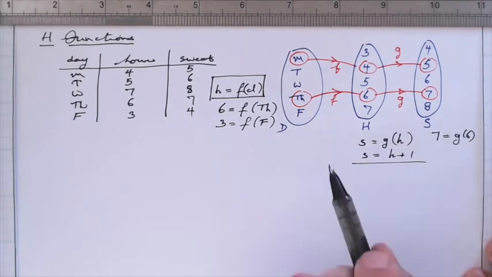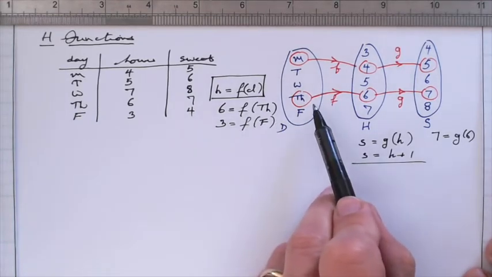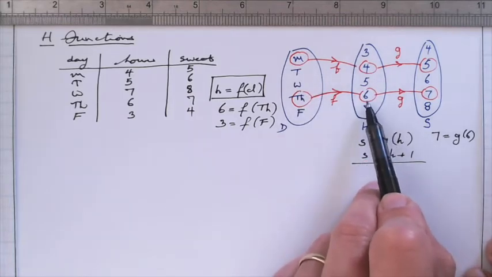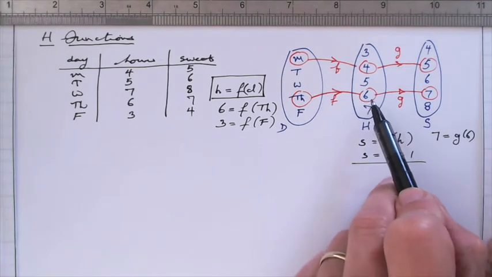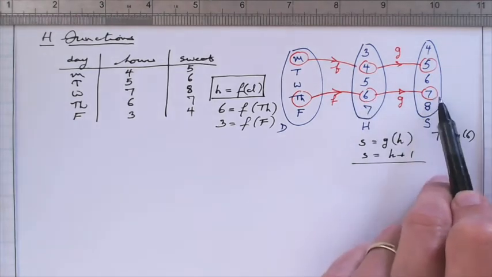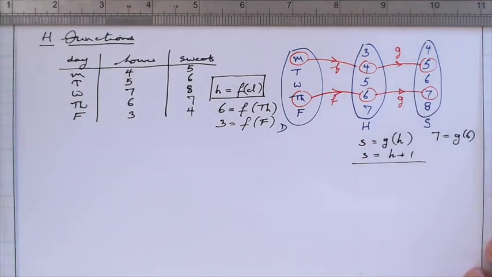So these are 2 examples of mappings from days of the week onto some whole numbers, which are the number of hours worked. Another mapping from whole numbers onto whole numbers, from a set H to a set S, telling us how many sweets that she rewards herself with for a given number of hours worked.